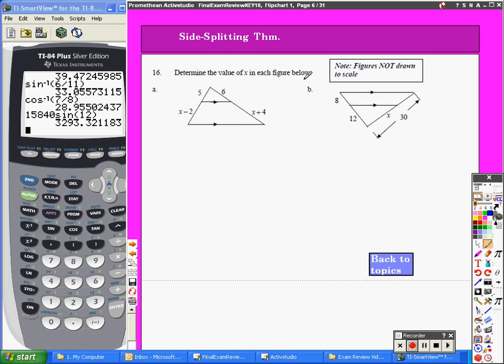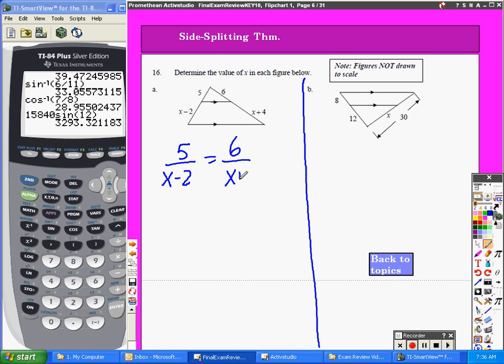But there's lots and lots of different proportions that you can set up. So if your proportion gets you the same result just by a different way, that's totally fine. Here I've got 5, x minus 2, 6, and x plus 4. So I'm going to say 5, that's top left, over x minus 2, that's bottom left, equals 6, that's top right, over x plus 4, that's bottom right. As long as in words it makes sense, it's completely fine.